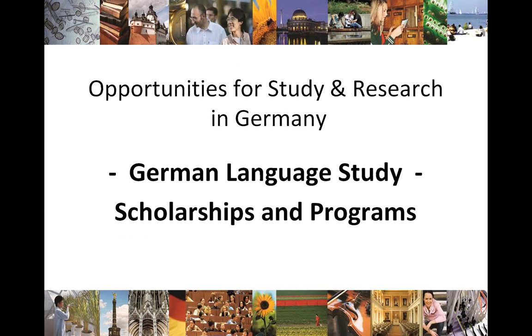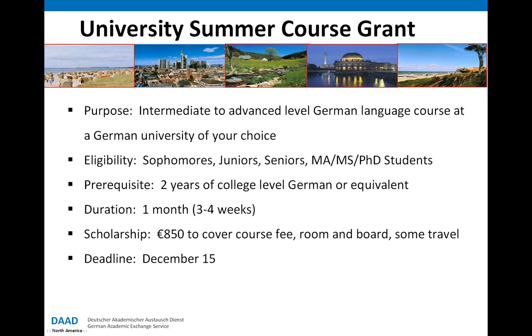Probably, the first thing that you think about when you want to go to summer in Germany is say, hey, German language course, right? And that we have something called the University Summer Course Grant, and it is a grant for a 1-month summer language class at a German university. There is a prerequisite of 2 years of college-level German or the equivalent. We don't fund beginner levels.